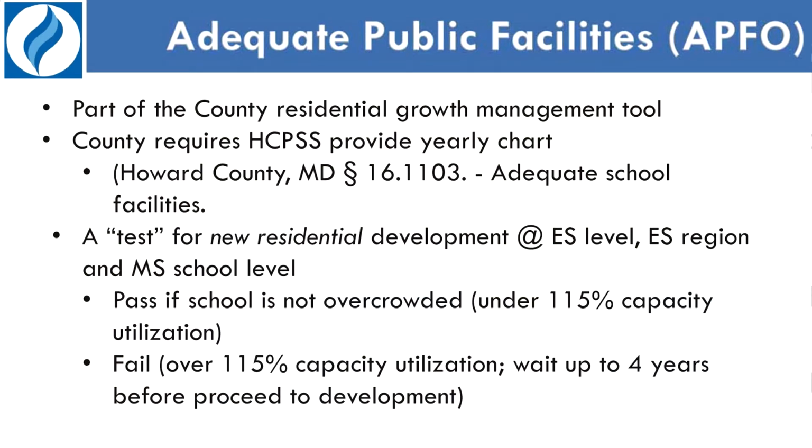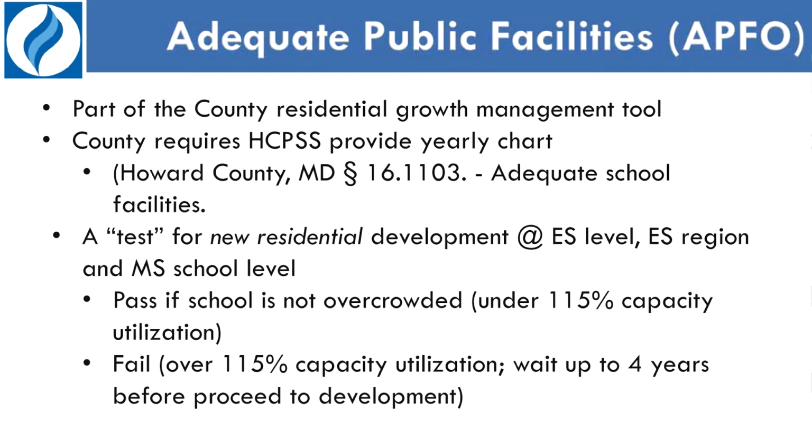Okay. So you're going to get a full explanation of what the Adequate Public Facilities Ordinance is later this evening. We've invited Jeff Brono and Carl DiLorenzo to come in and give the introduction and history. But for the moment, because we still have to move forward with the Adequate Public Facilities Chart, under the law, it's part of the county's residential growth management tool. It requires the Howard County Public School System to annually provide a chart for the residential testing at the elementary school level, the elementary school region, and the middle school level.